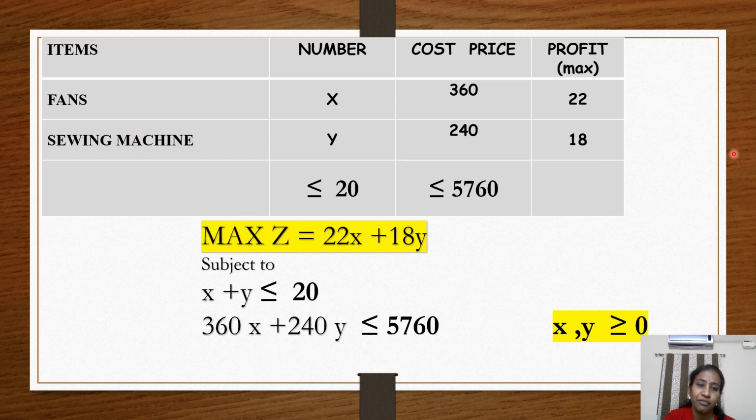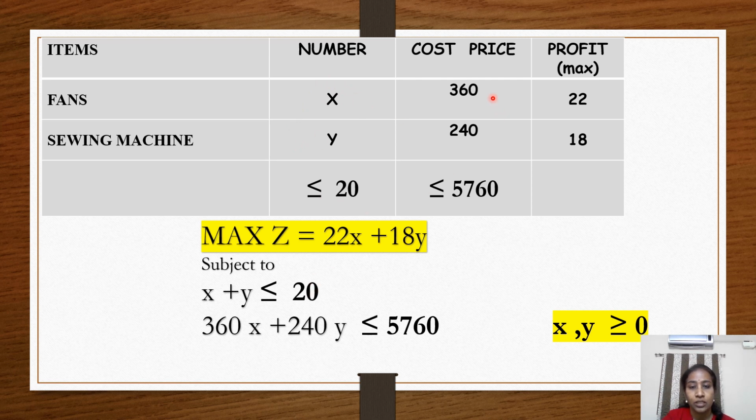I have now considered the first table like this, and now I am going to formulate the LPP. So each fan gives me a profit of 22. So the total profit for fans is 22 into X. And each sewing machine gives me a profit of 18 rupees and the total profit for sewing machines will be 18Y. So on the whole, the profit is 22 into X plus 18 into Y, and that has to be maximized. So I write maximum Z is equal to 22X plus 18Y. And coming to the first constraint, I have space to store only 20 items. So the total will be X plus Y is less than or equal to 20.